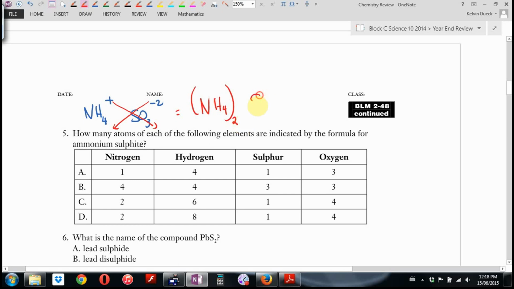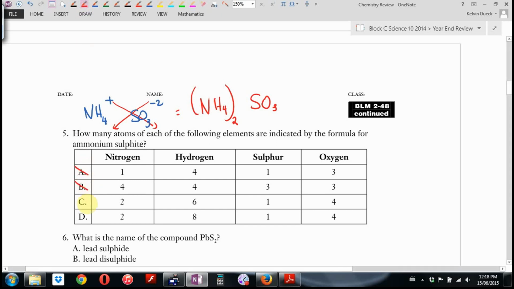And SO3, how many SO3s do I need when I crisscross? How many SO3s? What number goes there? 1. So do I need to put the 1 there? No. Do I need to put the brackets there? No. Okay, now, how many are there of each element? How many nitrogens are there in this mess here? 2 or 4 or 8? Because what number is sitting right there? It's invisible. So I would say no, it's C or D right now.